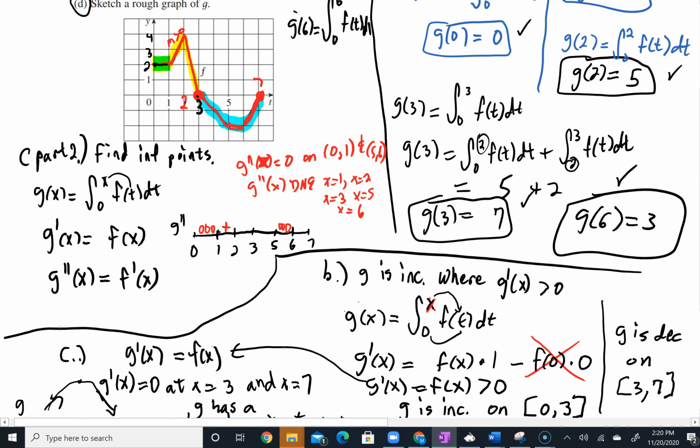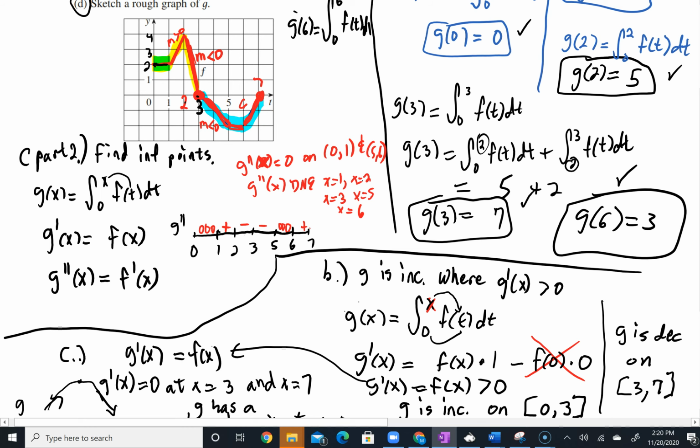So that's definitely positive. Between 2 and 3, M is negative. Look, that's a negative tangent line slope. Between 3 and 5, look at that. M is negative. And finally, between 6 and 7, that's positive.